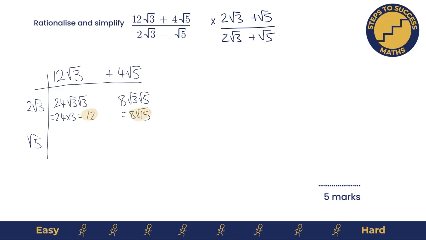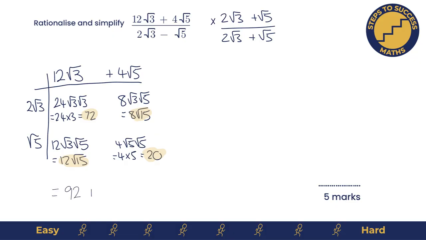Then 12 root 3 times root 5. So 12 root 3 root 5 or 12 root 15. And then 4 root 5 times root 5. So that's 4 times 5, which is 20. Collect the number parts together. 72 plus 20 is 92. And then these root 15s, we've got 12 and 8, so 20 root 15. So the top part of our fraction, 92 plus 20 root 15.